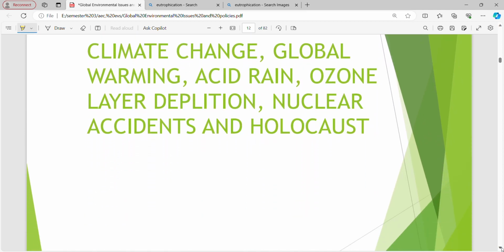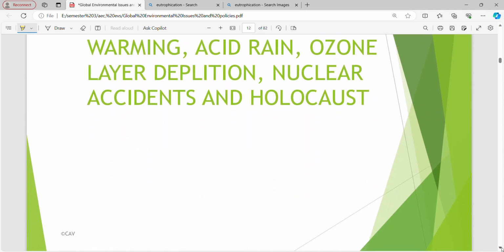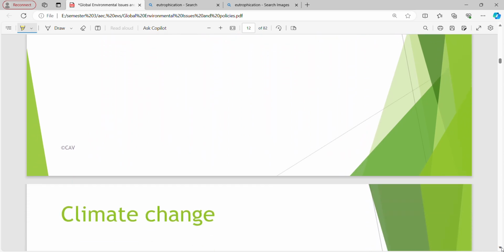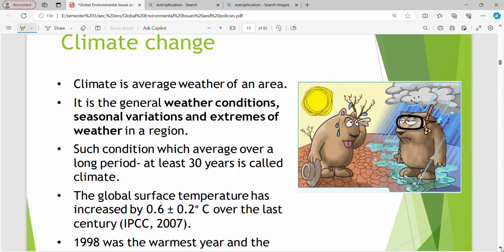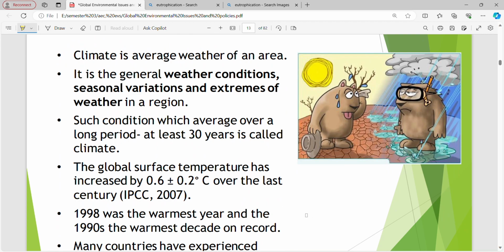So next is climate change, global warming, acid rain, ozone layer depletion, nuclear accidents and Holocaust. So climate change. Climate is what? Average weather of an area. It is the general weather condition, seasonal variation, and extremes of weather in a region, under conditions which average over a long period, at least 30 years.